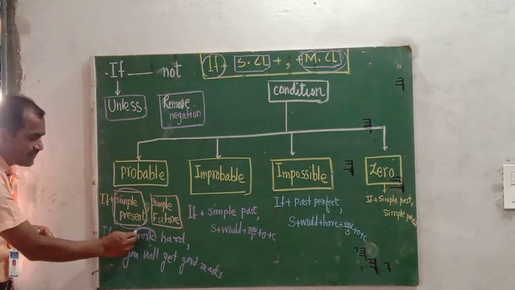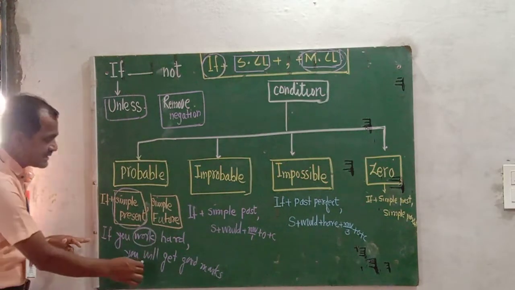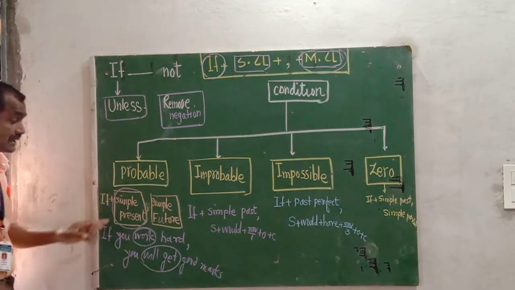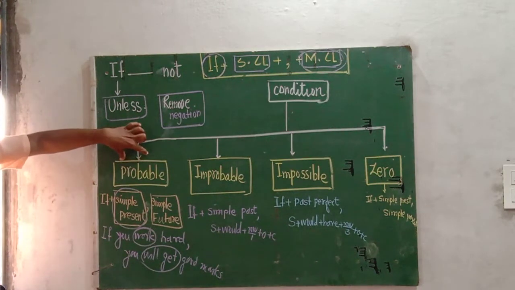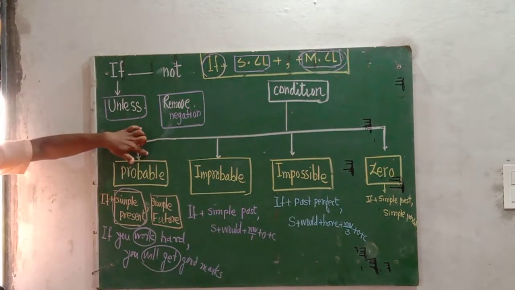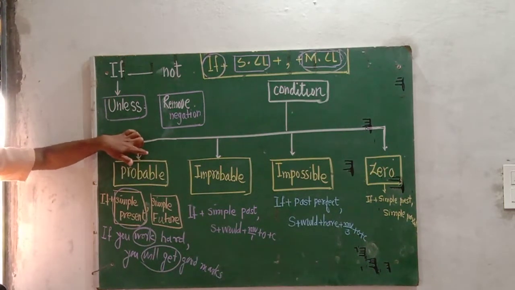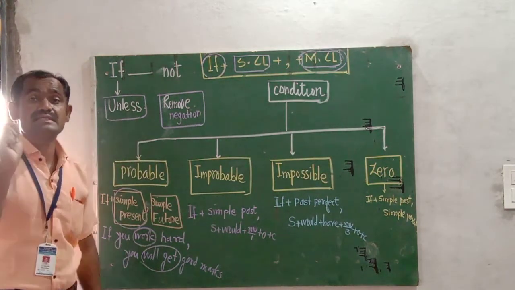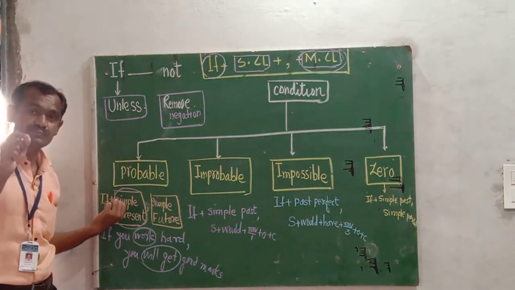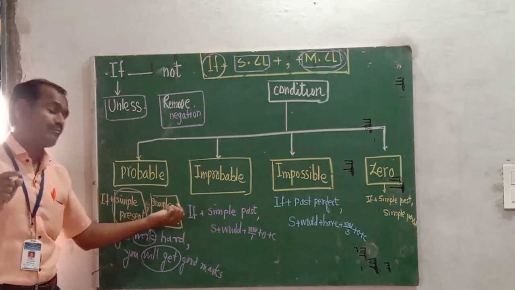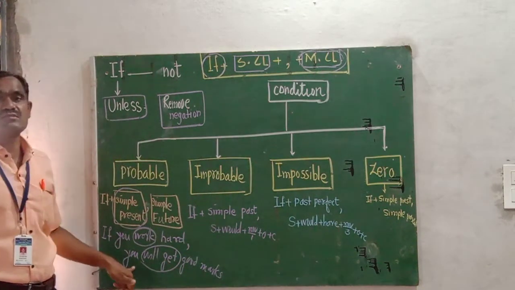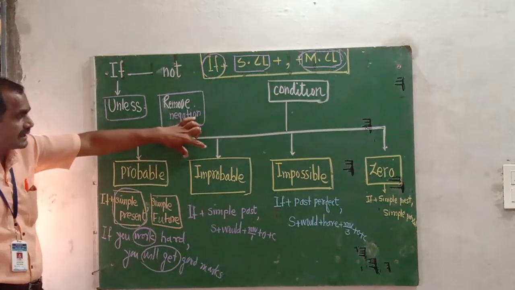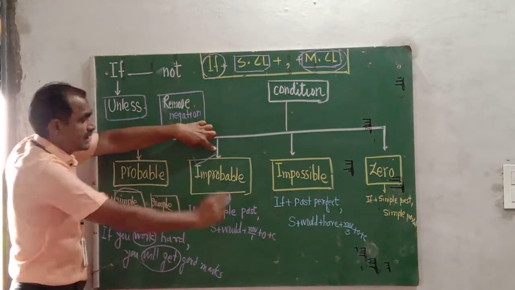This is the structure of simple present tense and this is the structure of simple future tense. This combination is most important, and this condition is called the probable condition. The condition in which the tense of the subordinate clause is simple present and the tense of the main clause is simple future is called the probable condition. Now the second condition is called the improbable condition.